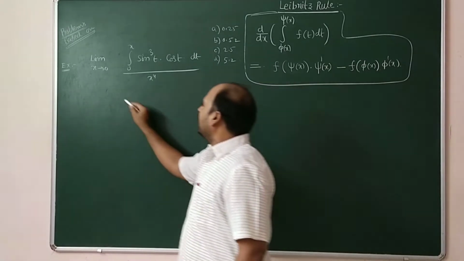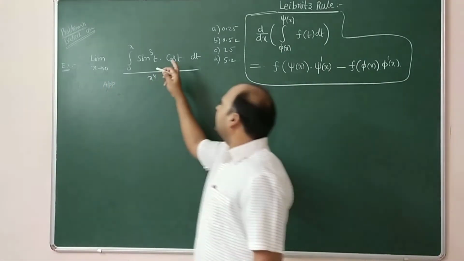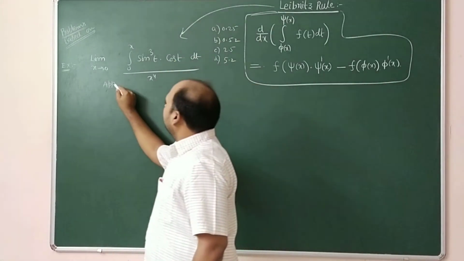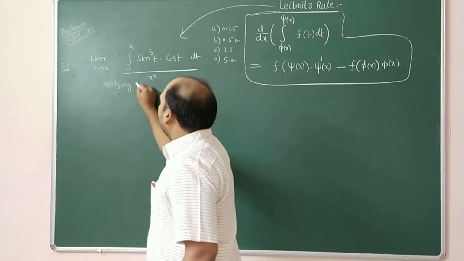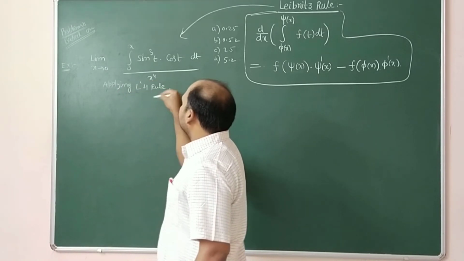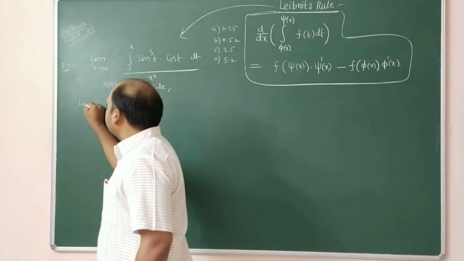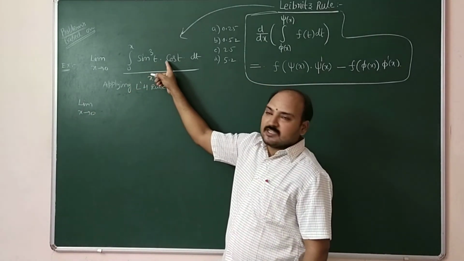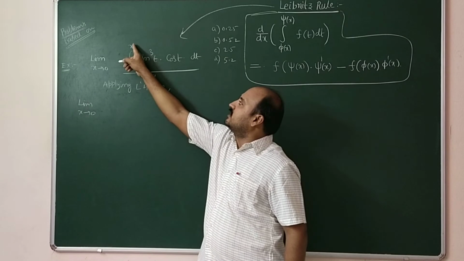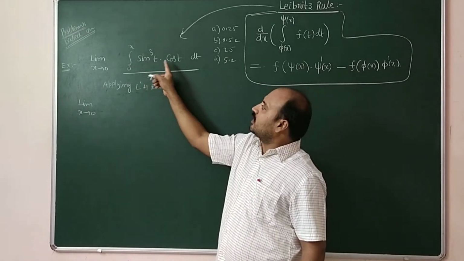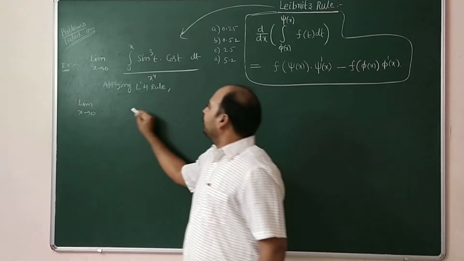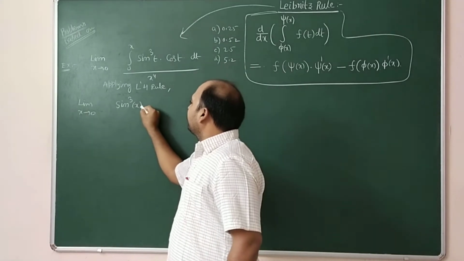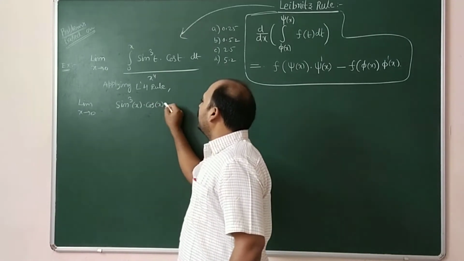Whenever we are getting indeterminate form, you can apply L'Hospital rule. After that, for the numerator, you can apply Leibniz formula. Apply L'Hospital rule. That means LH rule. So it will become limit x tends to 0. According to Leibniz rule, wherever t is there, we have to replace with the upper limit. After that, minus, and whose derivative also you have to write it. Sin cube of, in place of t, upper limit x, into cos x, into x derivative.